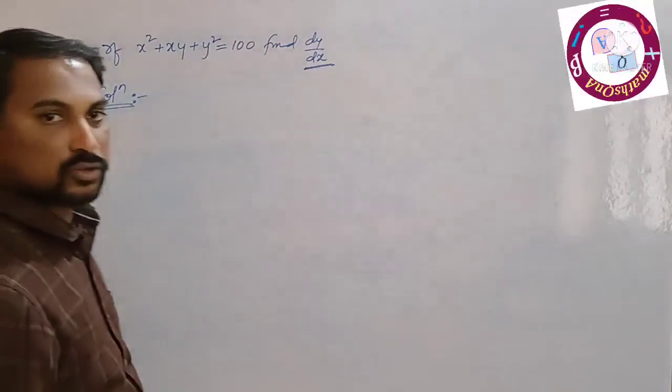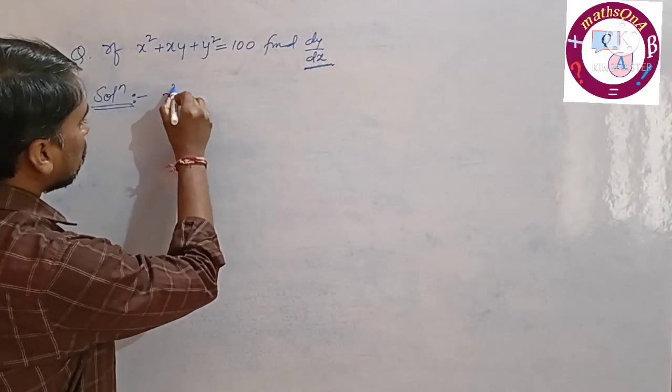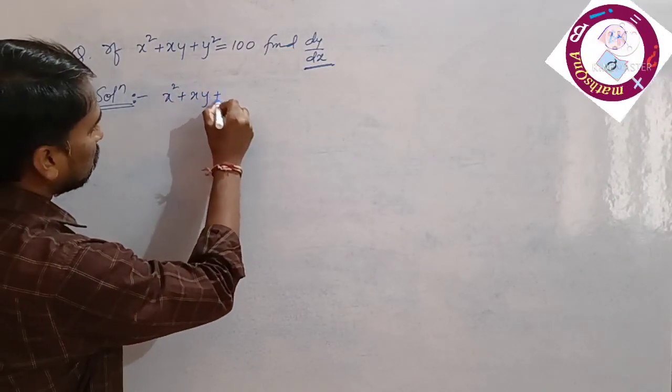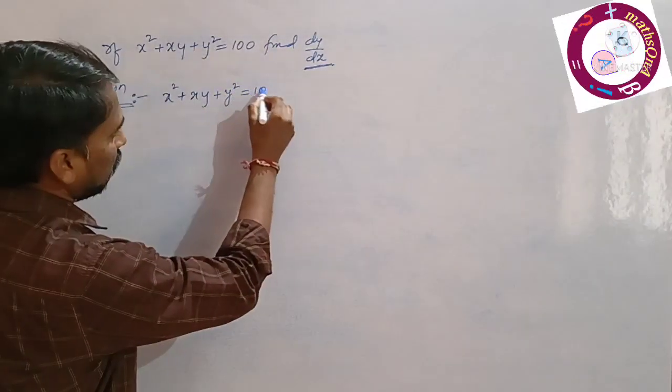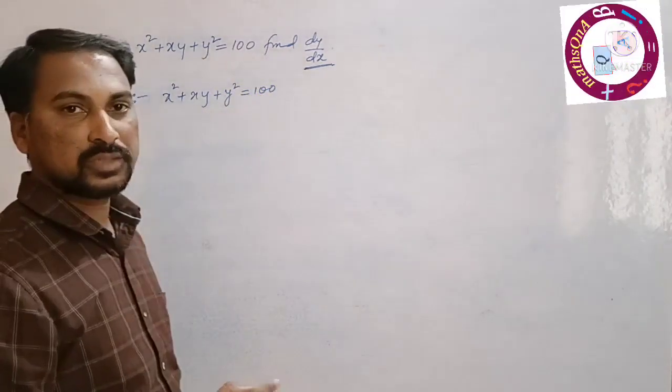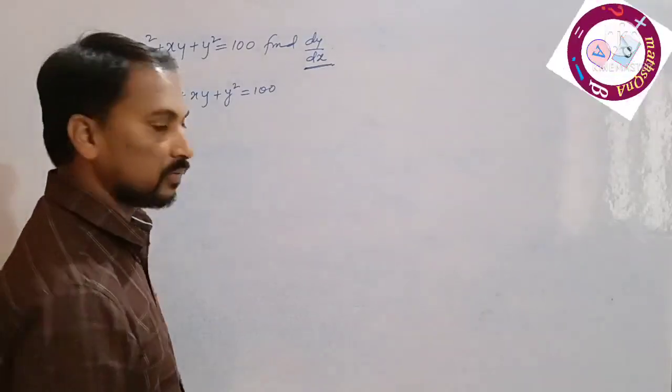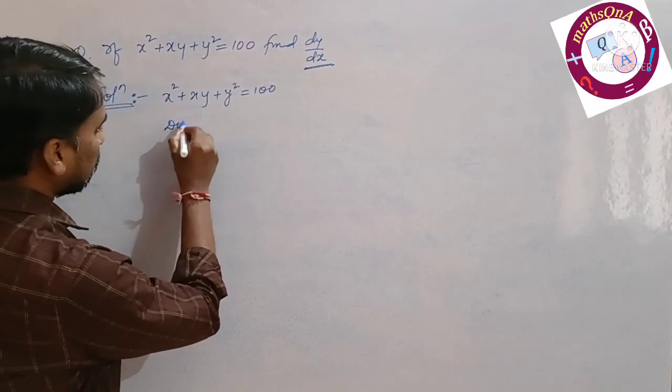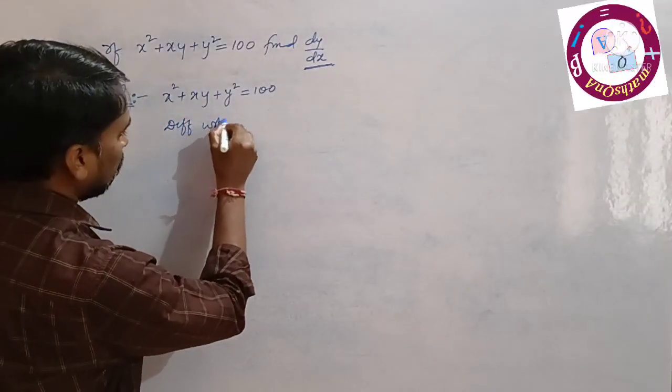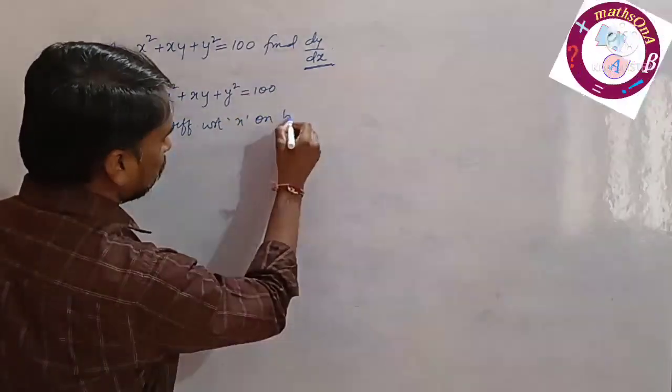First of all, write the given question as it is, that is x square plus x into y plus y square is equal to 100. Okay, so this is an implicit differentiation problem. Differentiate with respect to x on both hand sides.